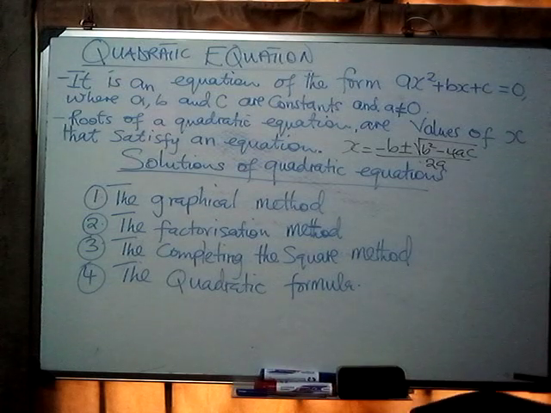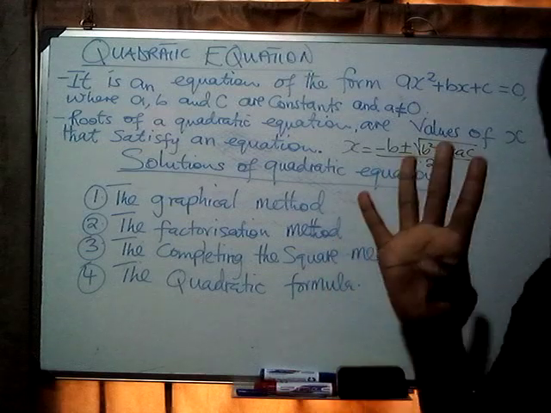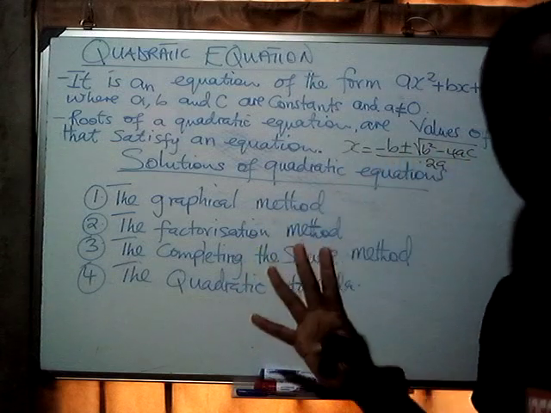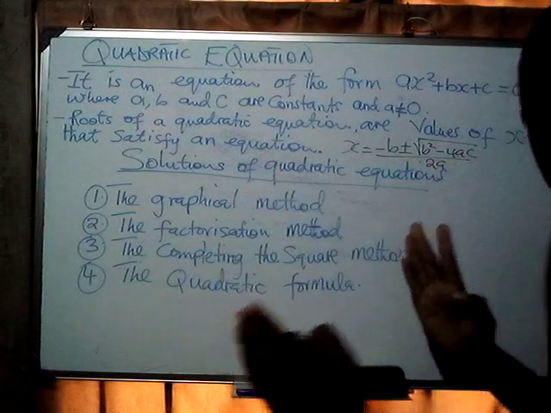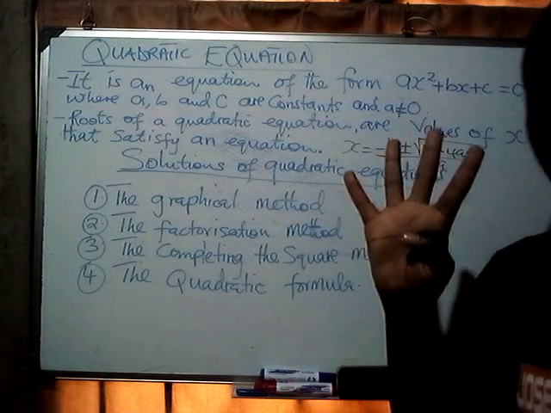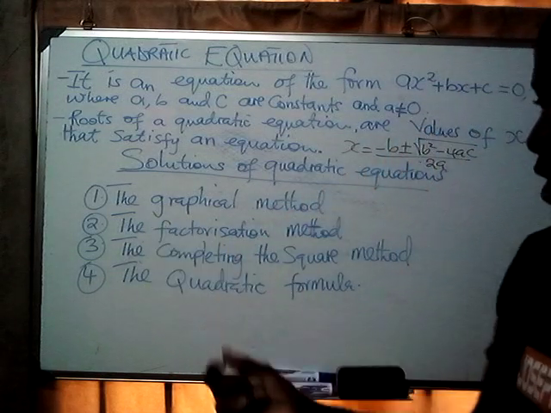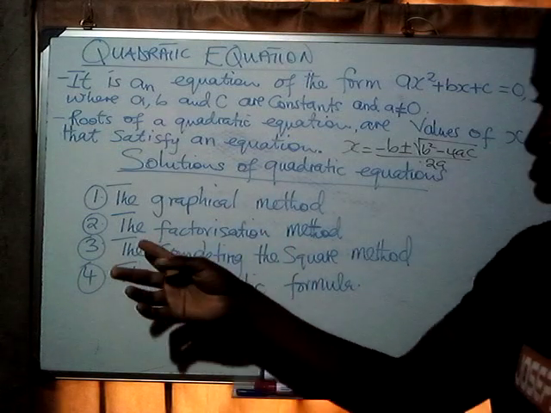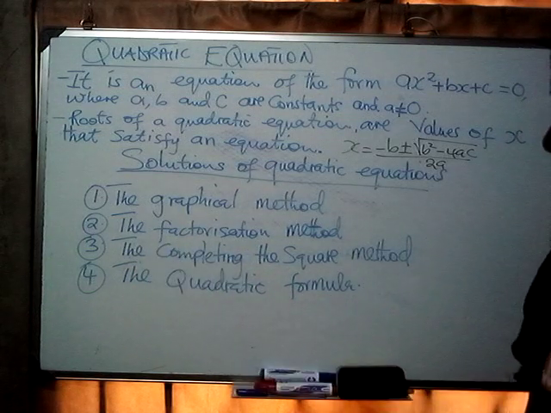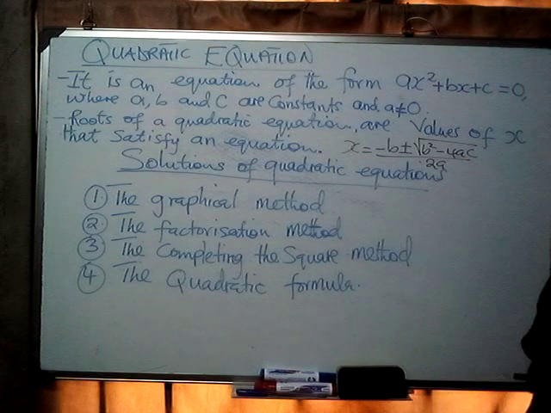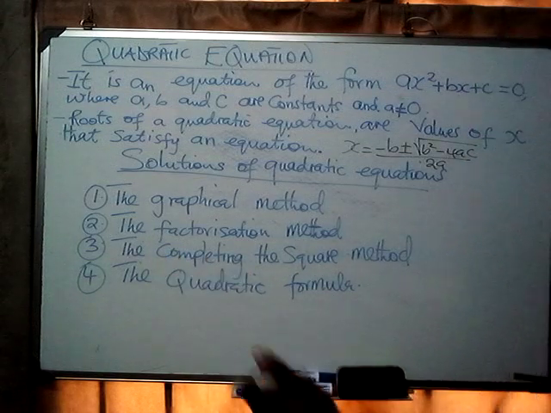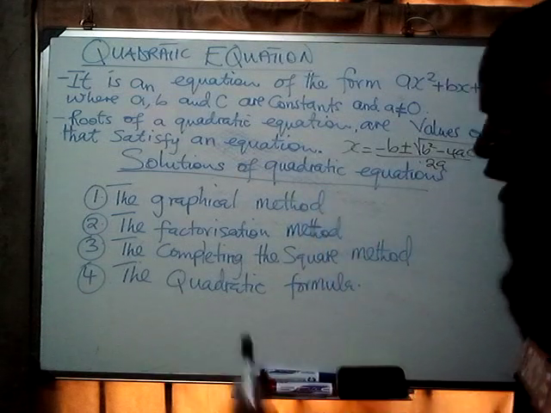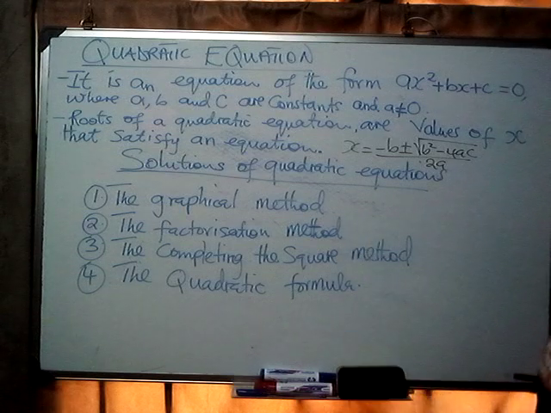Now, quadratic equation has got 4 methods. We can solve quadratic equations using 4 methods under this level of mathematics. The first method is that we use the graphical method to solve the quadratic equation. We use the factorization method. We can also use the completing the square method. We can also use the quadratic formula.